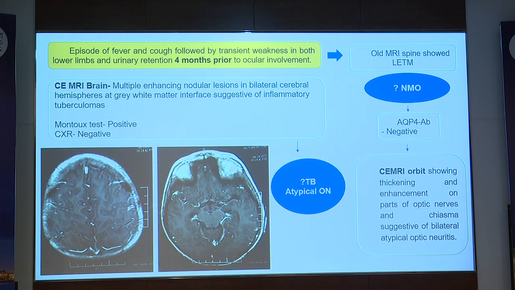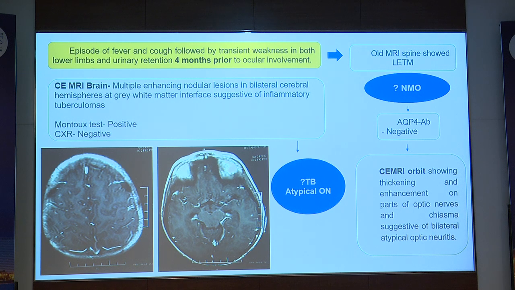Here we diagnosed the patient as NMO. We found that the aquaporin 4 antibodies were negative, and it was labeled as an NMOSD case. MRI orbit was also showing involvement of the optic nerves. But here comes the MRI brain, which was suggestive of cerebral tuberculomas, and it literally clouded our diagnosis. The Mantoux test was also positive. Here the chest X-ray was negative, and the ESR was raised, and the blood tests were suggestive of tuberculosis, so atypical optic neuritis of tubercular origin was labeled.